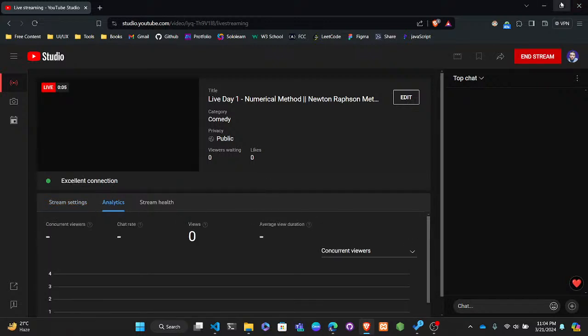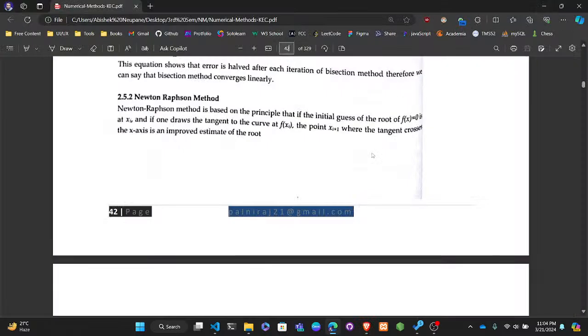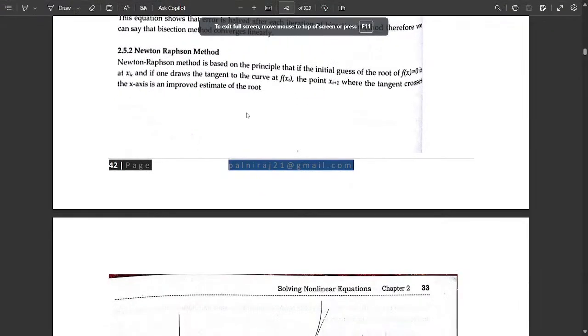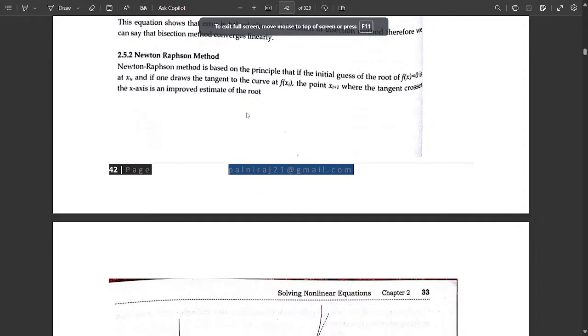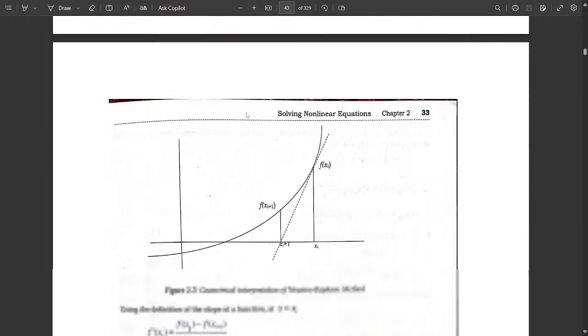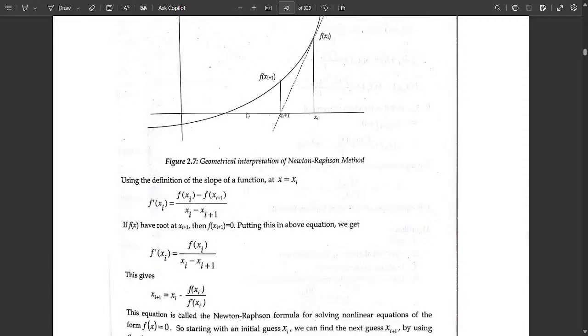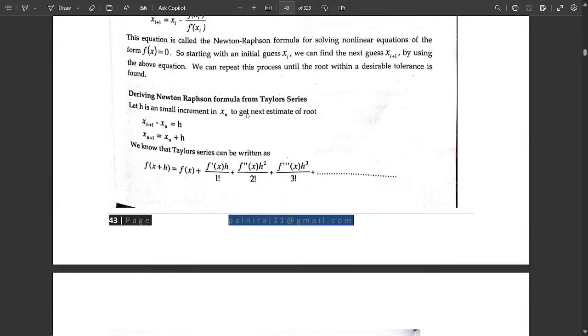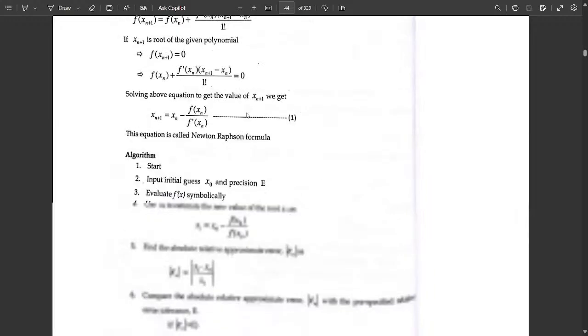Hi everyone, so today I'm going to do some problems of the Newton-Raphson method on the programming part. On the previous one I finished the bisection method. So before that, let's look directly at some algorithm related to this.